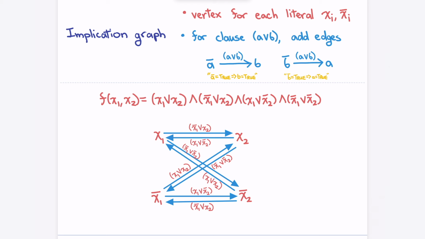For example, this would be an implication graph for the formula we know can't be satisfied. So we have a lot of edges here. I think I've done it correctly. And I've annotated the edges with the clause that produced it.